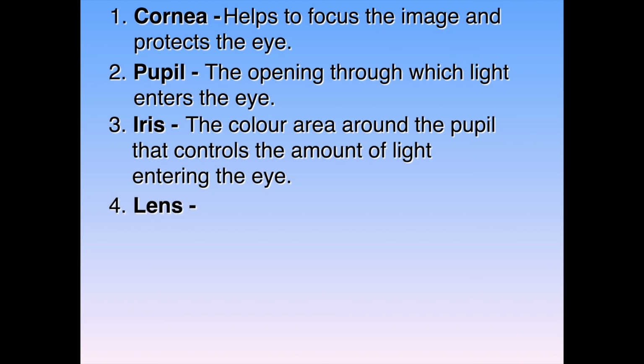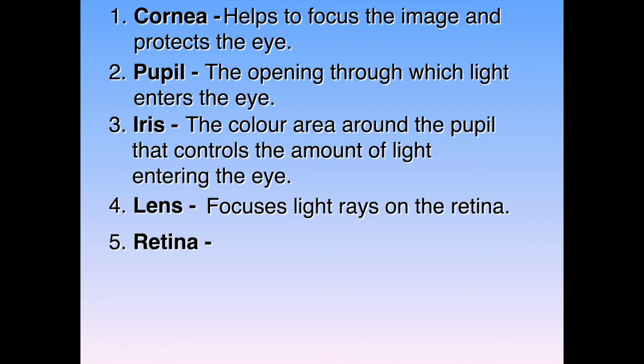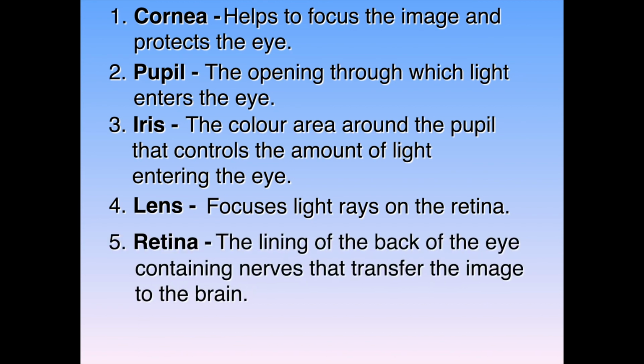And then we have our lens, and the lens is going to bend the light and focus it and refract it so that the image appears exactly where it should, right on the back of the retina, so that you can see the object that you're looking at. And the retina is like the screen at the back of the eye where an image is projected, and then it transfers that image to the brain. The optic nerve is the nerve that connects up to the retina and transfers the image that you see to the brain.